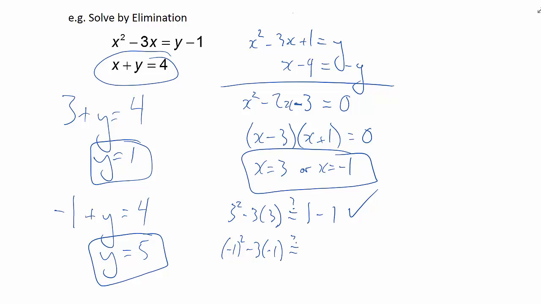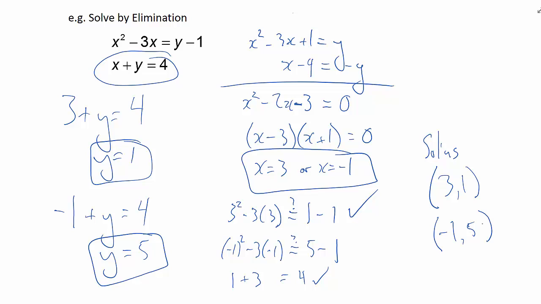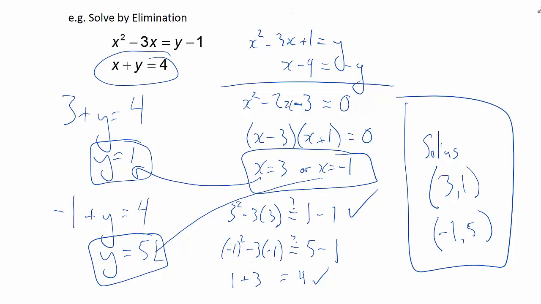Does this equal y, which is now 5, minus 1? Negative 1 squared is 1 plus 3 equal to 4. Yes, it is. Therefore, the solutions are 3 and 1 as one pair, and the other pair, negative 1 and 5. Just be careful that you're putting the appropriate x with its partner y value, right? When x was 3, gave us y equal to 1, and when x was negative 1, gave us y equals 5. So I have to pair them up appropriately over here. There we go. That's it.